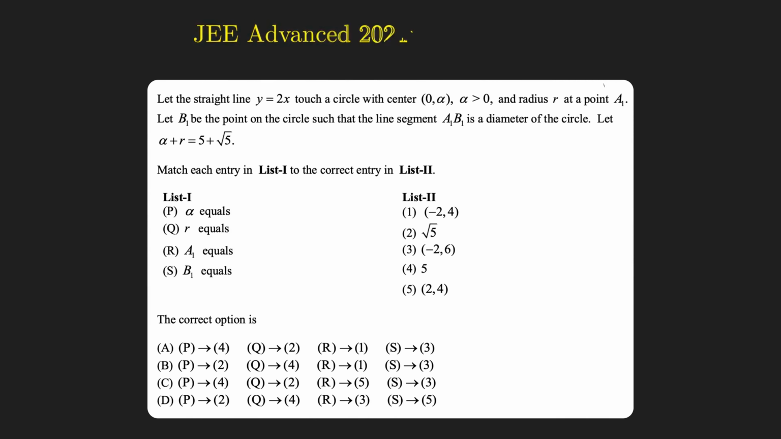Today we are looking at a "match the following" question from JEE Advanced 2024 Paper 1. It combines straight lines and circles beautifully. Let's decode it step by step. Step 1. We have a circle with center (0, alpha), touching the line y equals 2x.